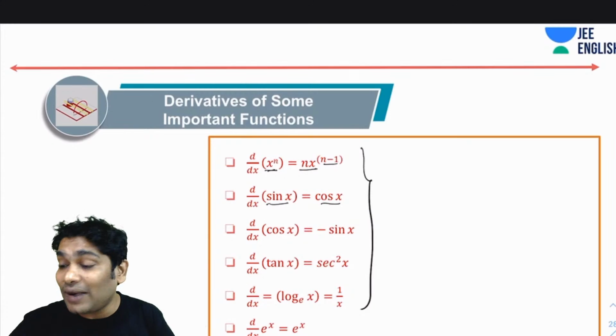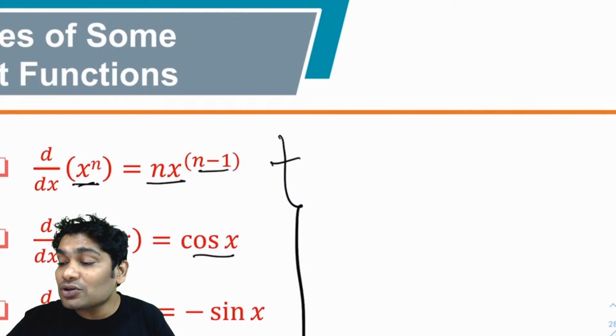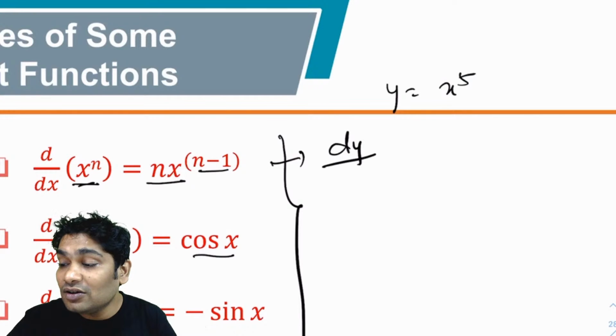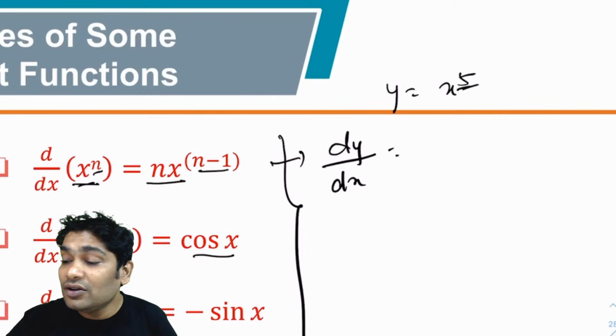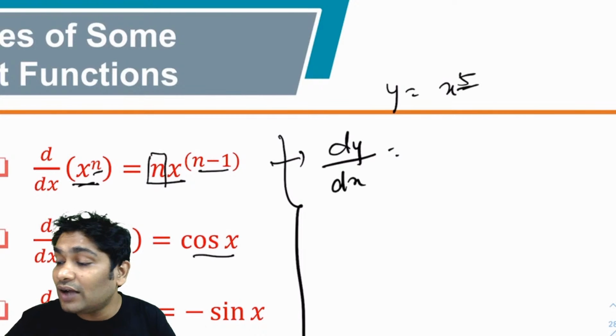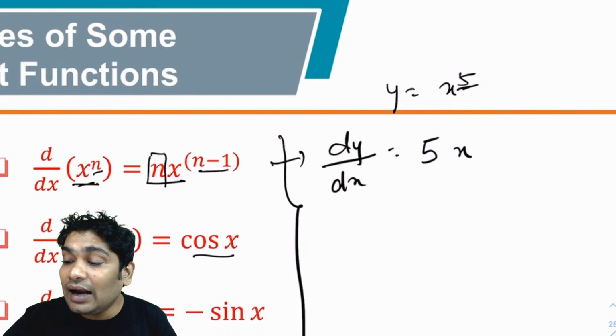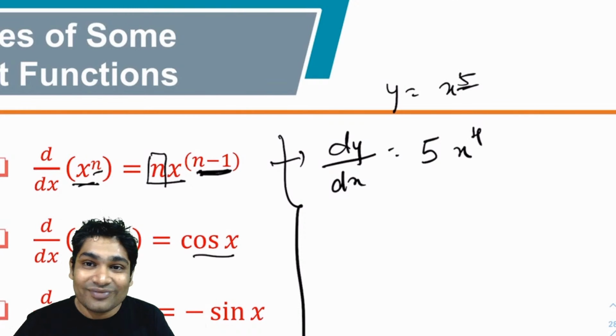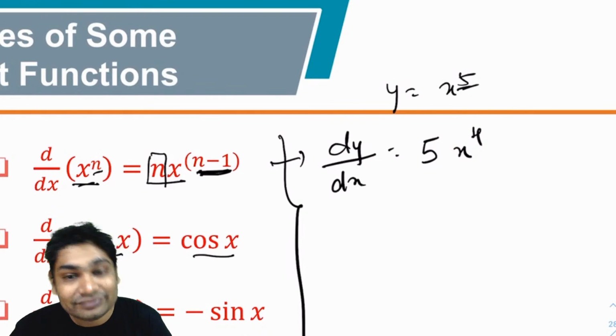So let's practice all of them. Suppose I was told that y equals x to the power 5. What is dy by dx? So let's see. I know here my n is 5. So the result should be n times x, so I will write 5 times x, and the power of x will be n minus 1. So that is 5 minus 1, that is 4. So that is how I will get the dy by dx of any x to the power something.